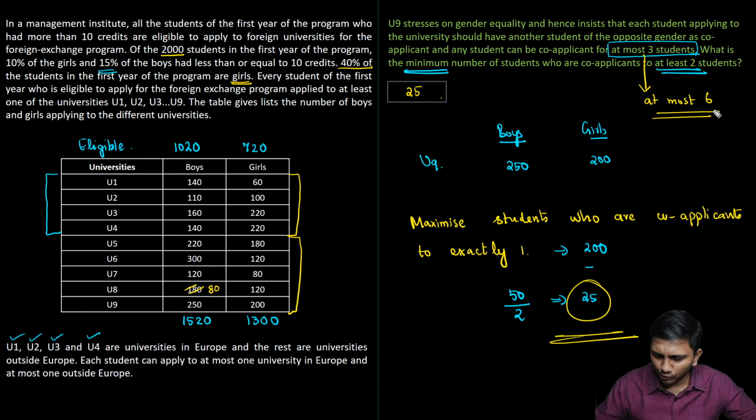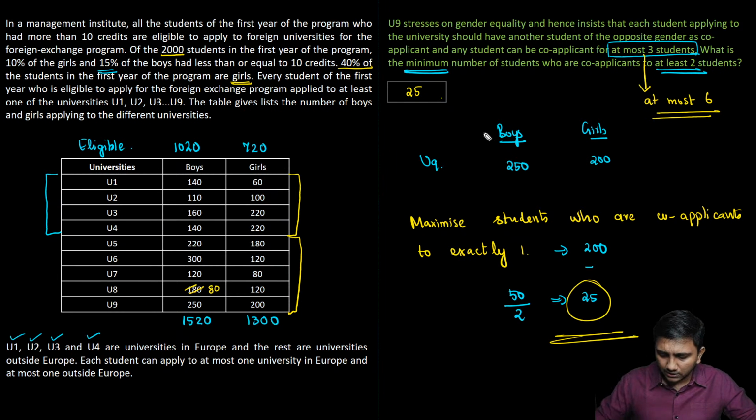So if I say at most 6, then for those 200 girls, I can assign 5 more co-applicants. So if each girl can be assigned 5 more co-applicants, then I'll have to divide 50 by 5. In that case, our answer will become 10.